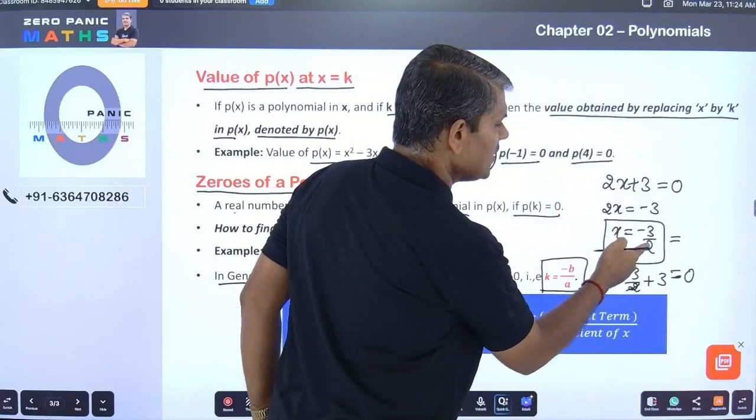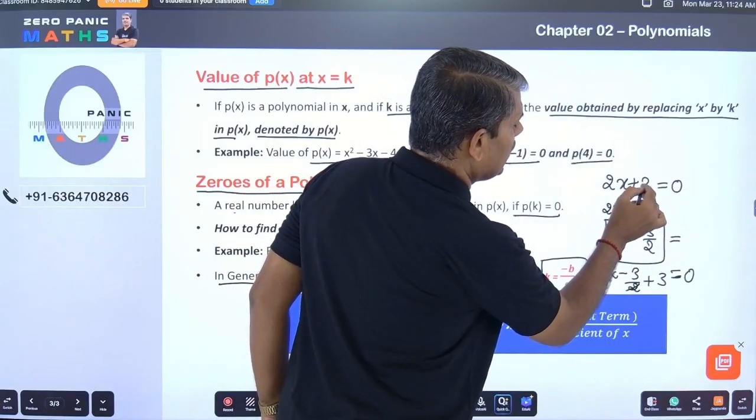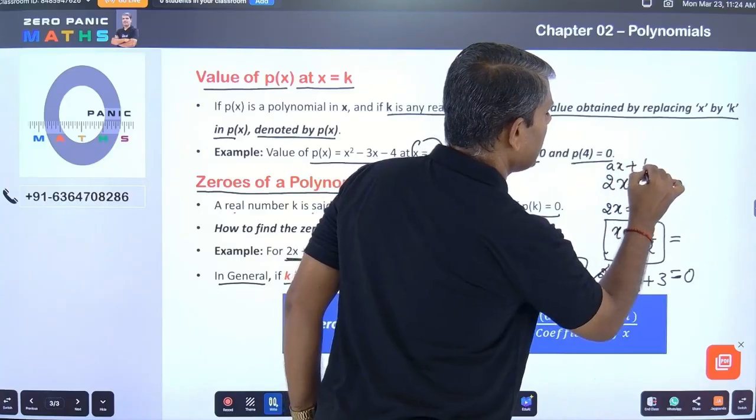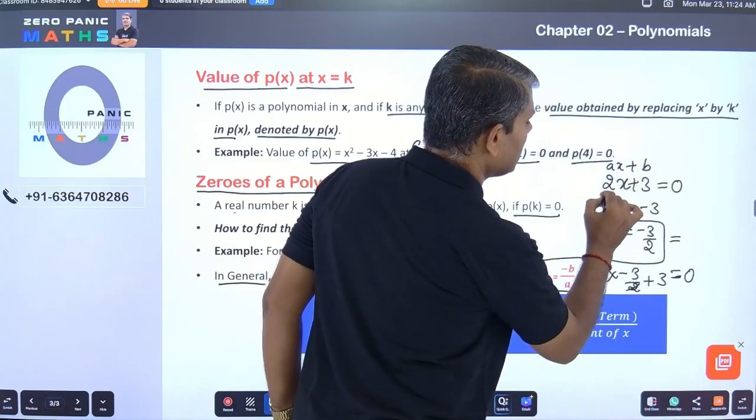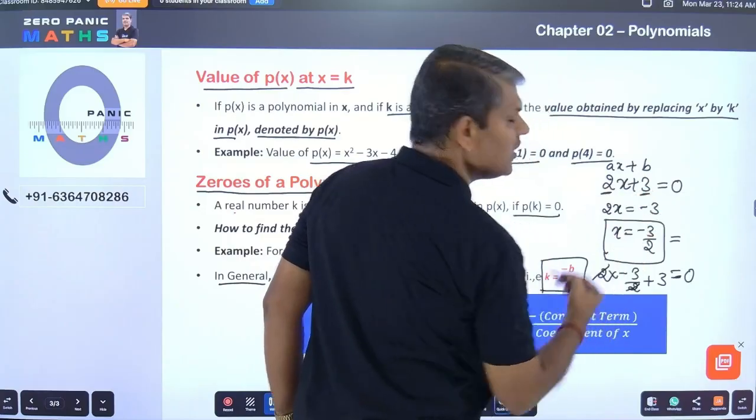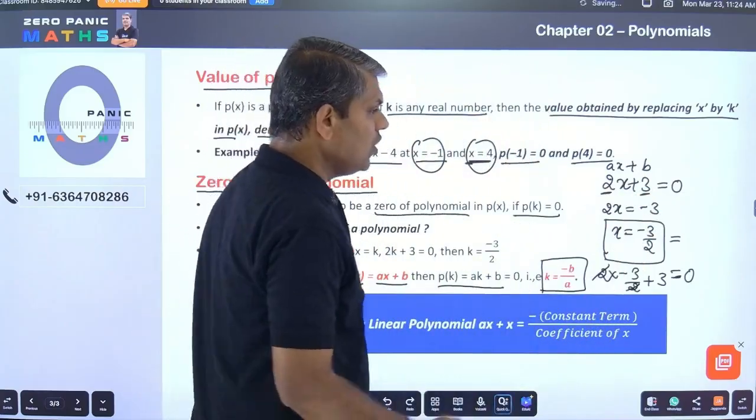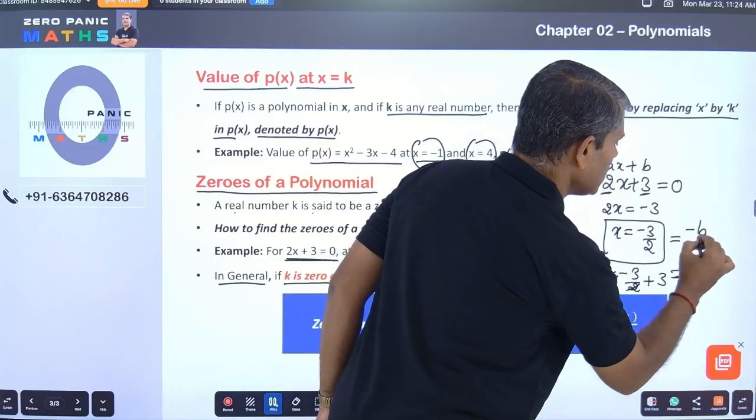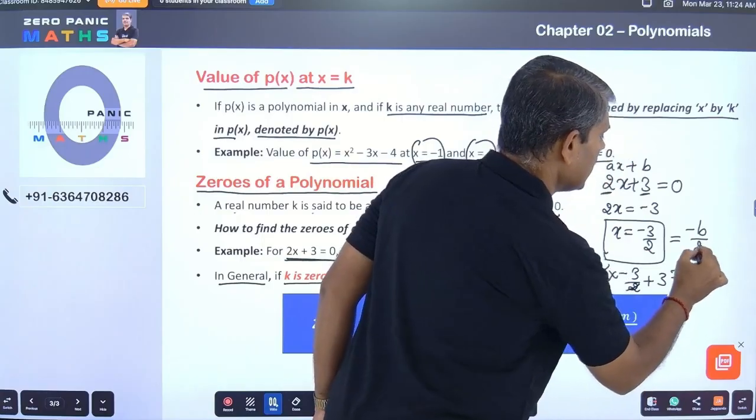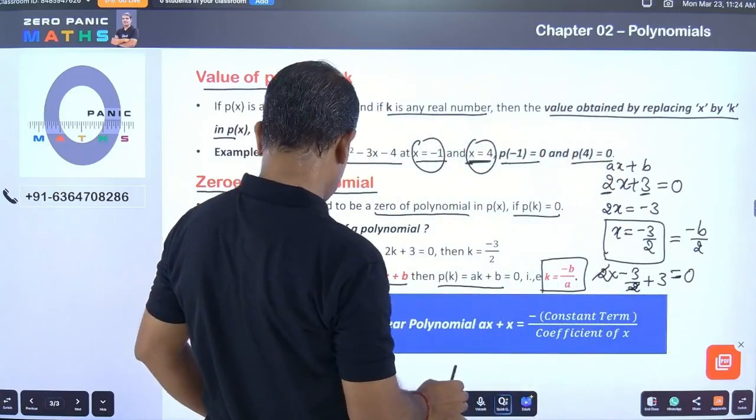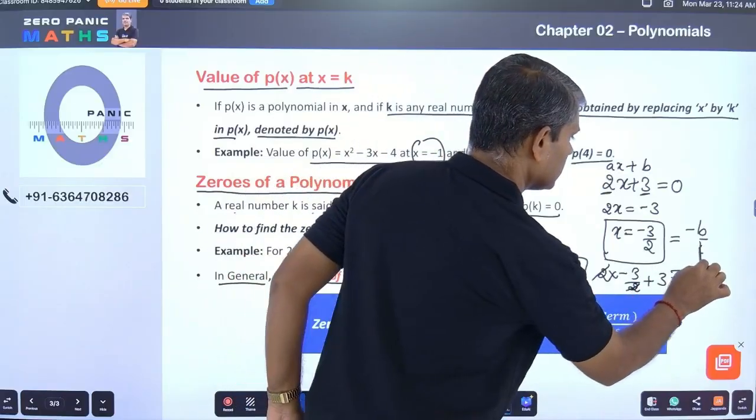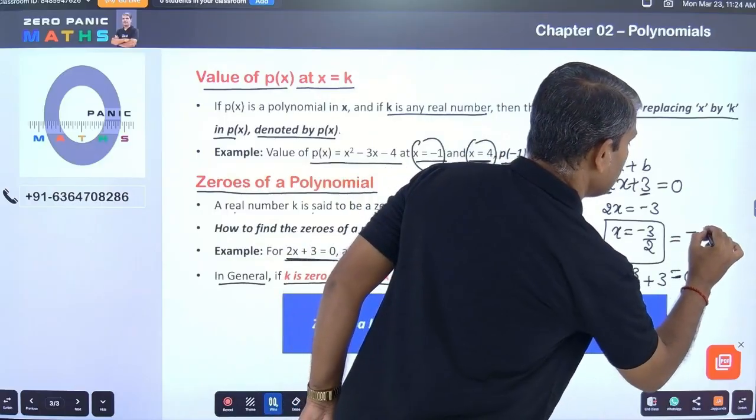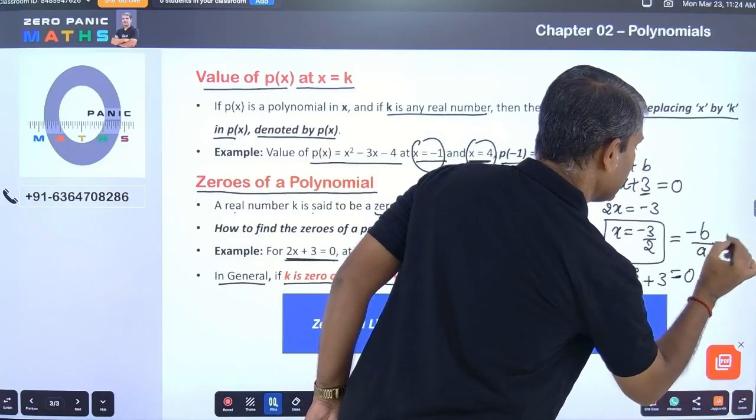You can observe this here. What is minus 3 by 2? See, what is 2x plus 3 here? If you equate that to ax plus b, what is a? It is 2. What is b? It is 3. Correct? So minus 3 is actually minus b, and 2 is a. Let me write this: minus b by a.